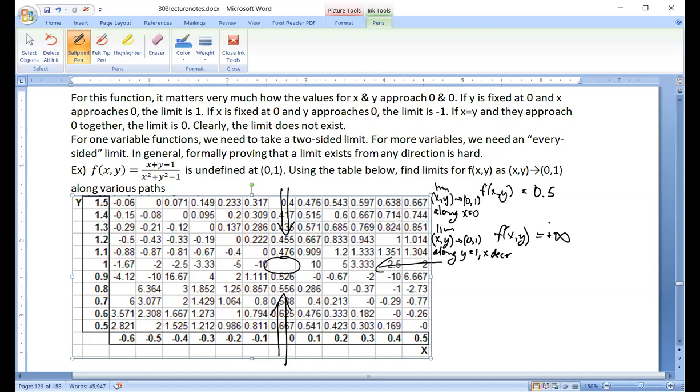That was positive infinity. Now notice that along the same path, y equals 1, what if we take it from the other side with x increasing? We got -2, -2.5, -3.3, -5, -10. So in this case, the function value is negative, getting smaller, smaller, smaller, and it's blowing up, but in the negative direction. So in that case, the limit as (x, y) goes to (0, 1) along y equals 1, but with x increasing, that limit of the function is going to be negative infinity.